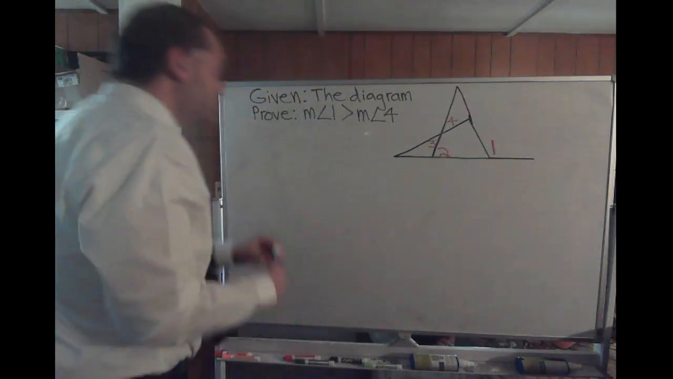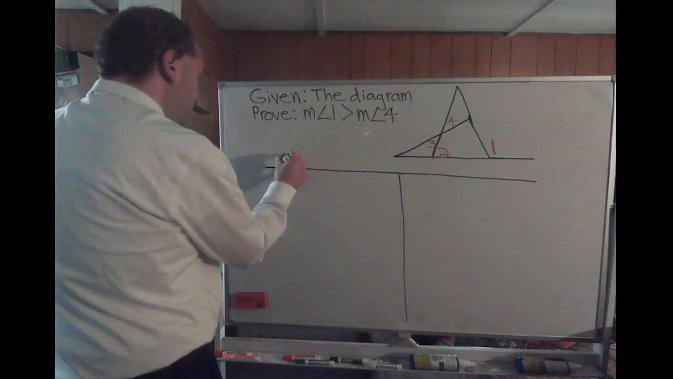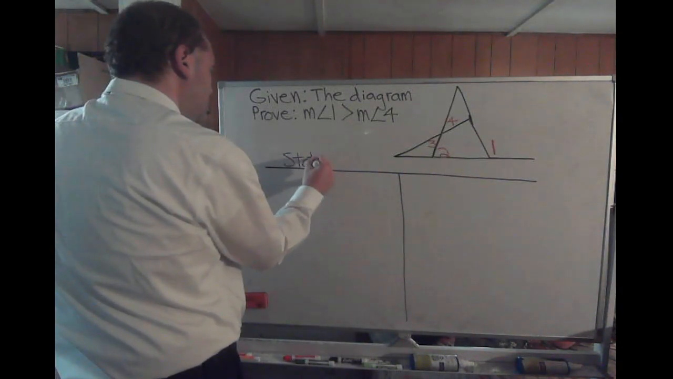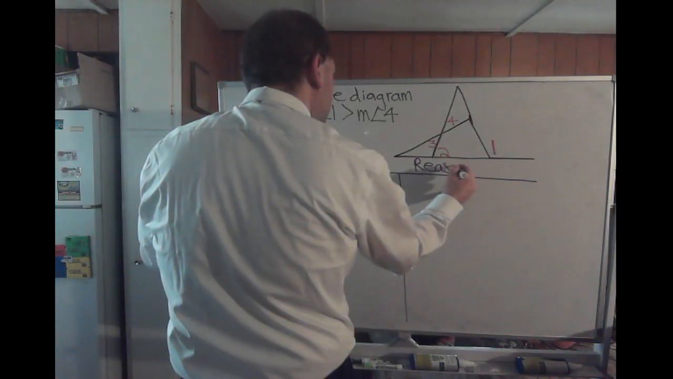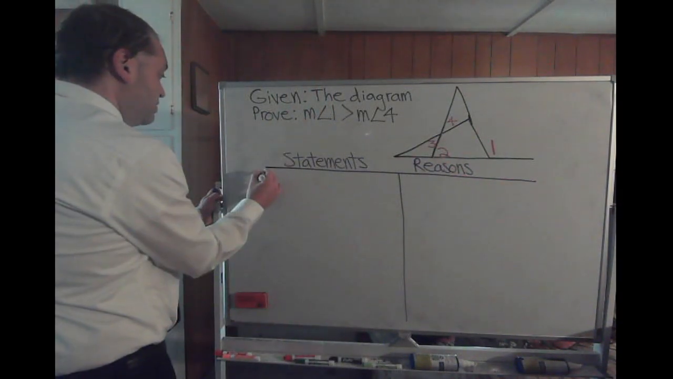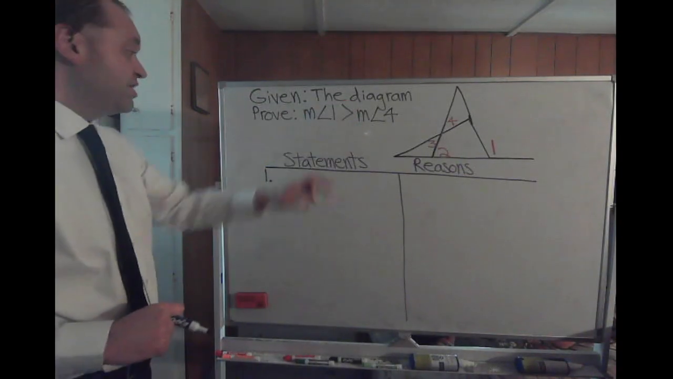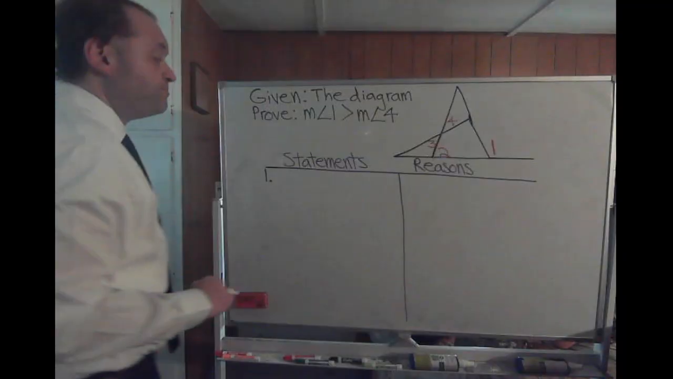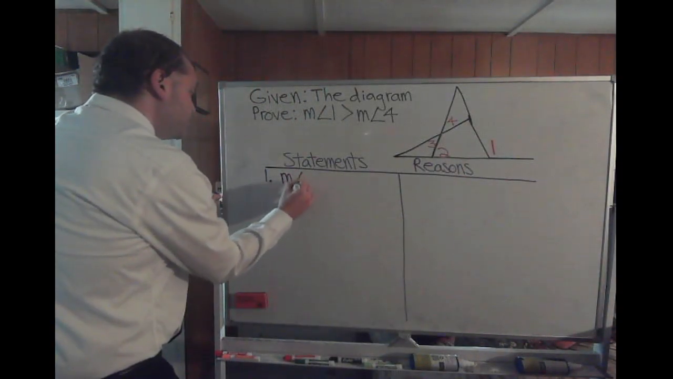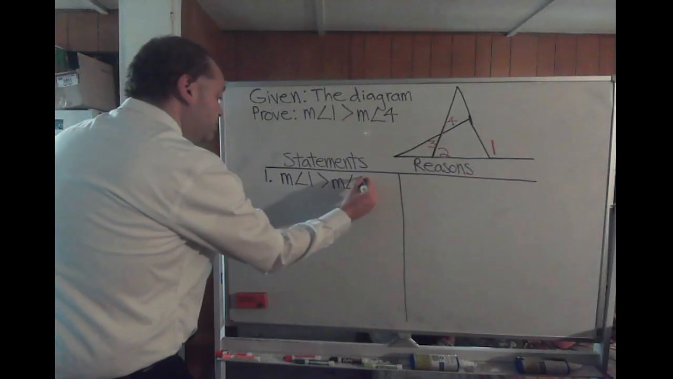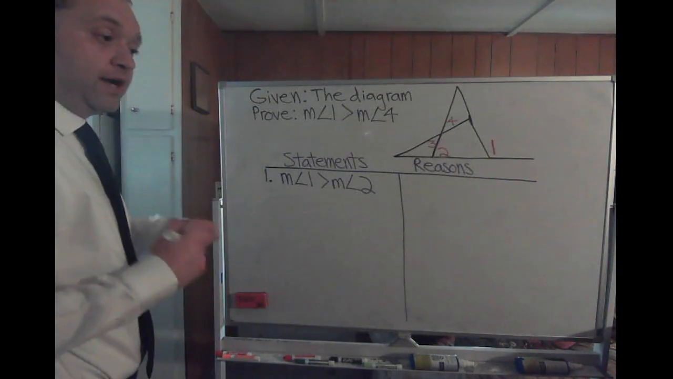So let's start there. Let's go ahead, let's draw out our columns. We have statements, then we have reasons. Okay, so we have the diagram. I don't think we need to put that in our statements. If all you're given is the diagram, you don't need to make a statement about it. I think that's kind of stupid. But what we can notice right away is that angle 1 is greater than angle 2. So the measure of angle 1 is greater than the measure of angle 2. Well, why is that? Why is the measure of angle 1 greater than the measure of angle 2?